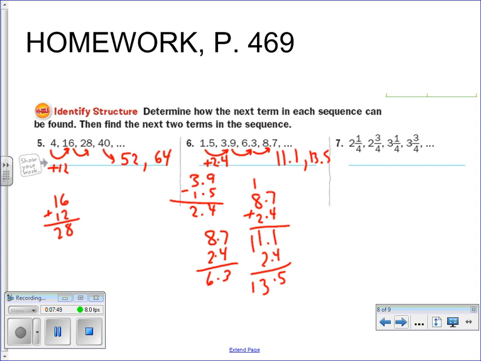Speaking of 0.5, you could change these to decimals, but hopefully you see that this is just going up by 2/4. You also see the pattern, 2 1/4, 2 3/4, 3 1/4, 3 3/4. So hopefully you see that it would be 4 1/4 and 4 3/4. I mean, hopefully you can do that in your head, but some people said, oh, I changed it to a decimal. That's fine. It would be 0.25, 0.75, 0.25, 0.75.